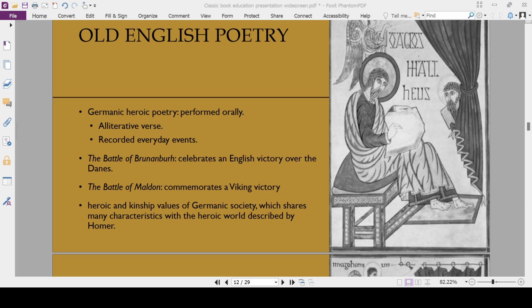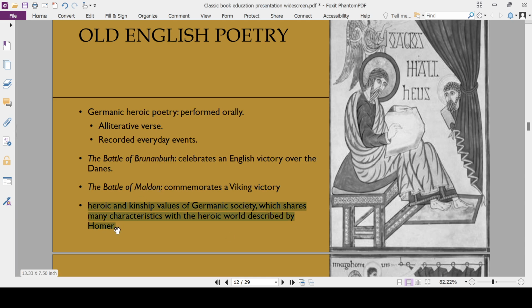Now, we also have another important work from this period called the Battle of Brunanburh, and it celebrates an English triumph over the Danes in the 10th century, and we talked about it. These works serve as conduits, and they reflect the heroic and the kinship values which were inherent in Germanic societies. So this is really important for us.